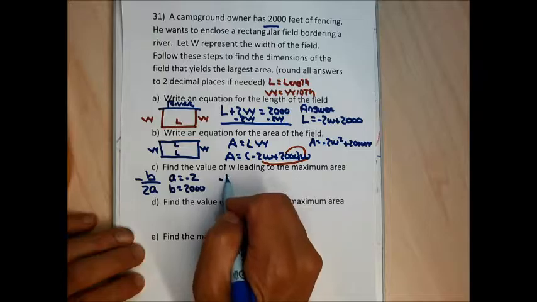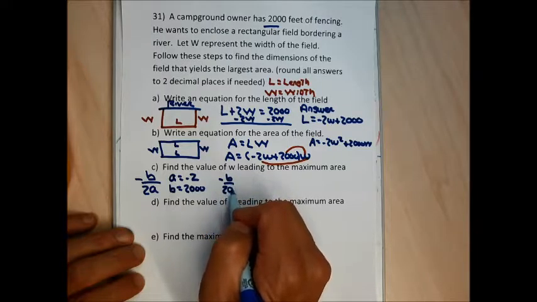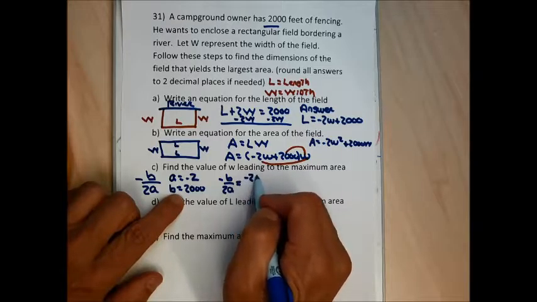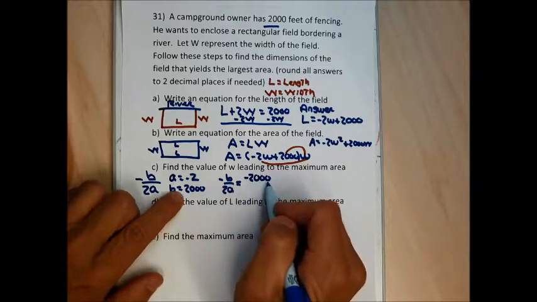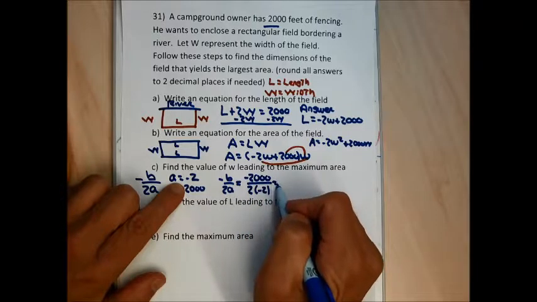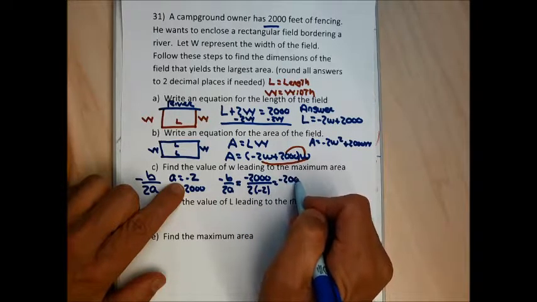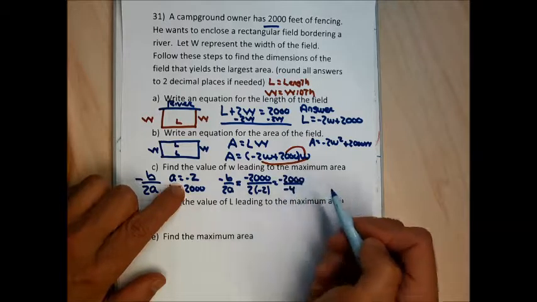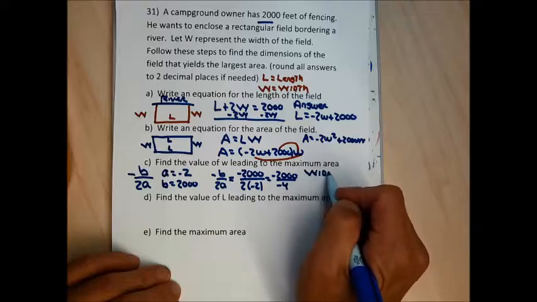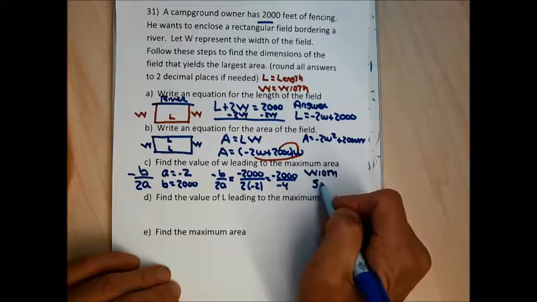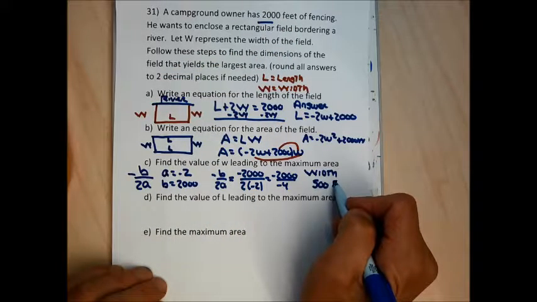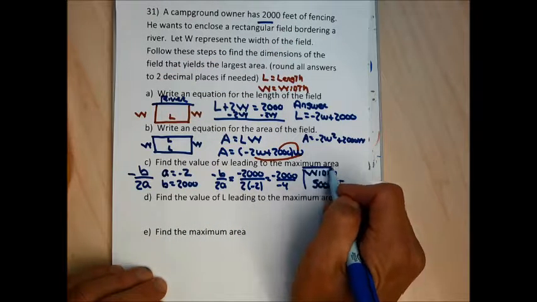And now when I do negative b over 2a and simplify that, I'll get the answer to part C. For negative b, I'm going to put a negative from the formula and 2,000 for the b. For 2a, I'm going to write 2 times negative 2. This is going to be negative 2,000 over negative 4. That comes out to 500. I'm going to squeeze my answer in right here. I'll say the width is 500, and I should put units because these lengths are in feet. I'm going to say the width is 500 feet.